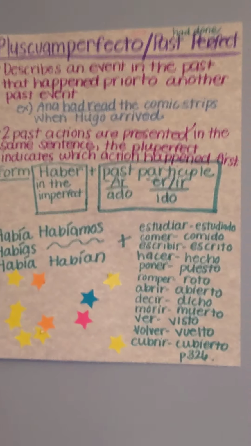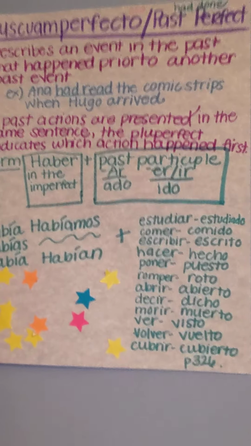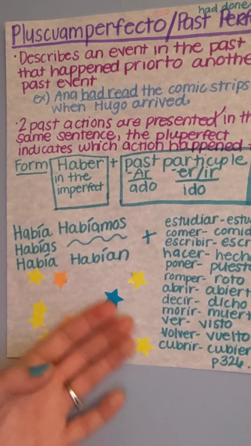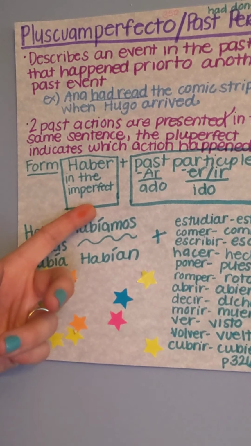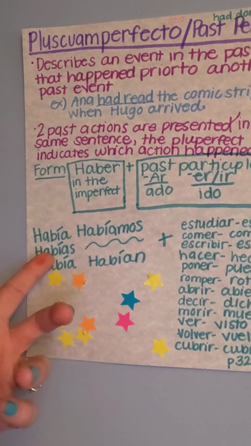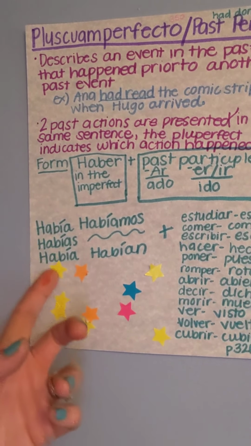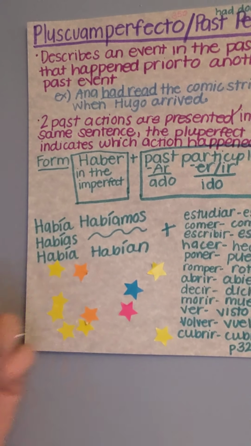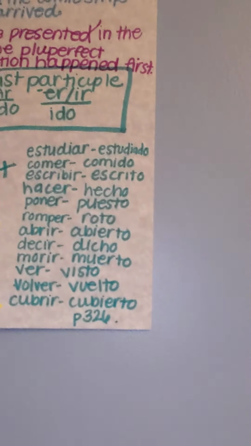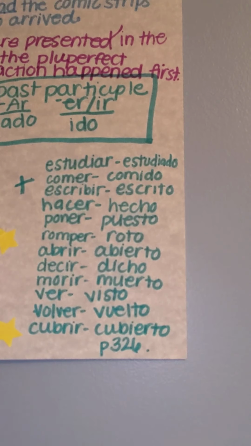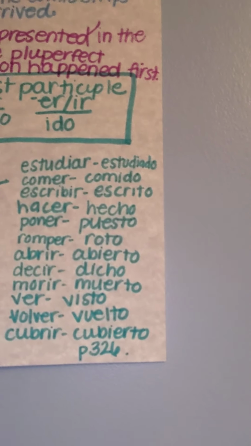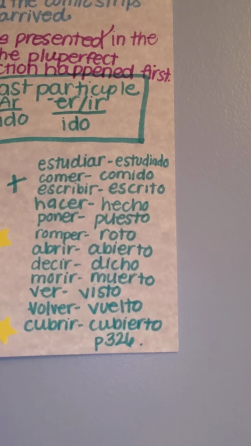So if we take a look at this in a bigger picture, Bryce, lovely sticker job here for your viewing pleasure. So we have the haber in the imperfect. This tells us the who. So it's había, habías, había, habíamos, habían. And then let's take a look at some of those past participles. We have estudiado, comido, and then let's talk about some of the irregulars.